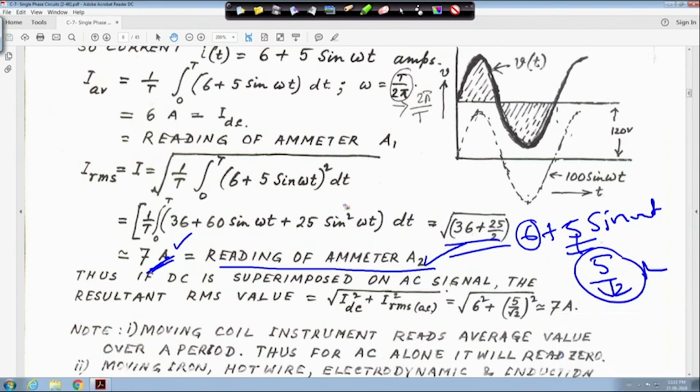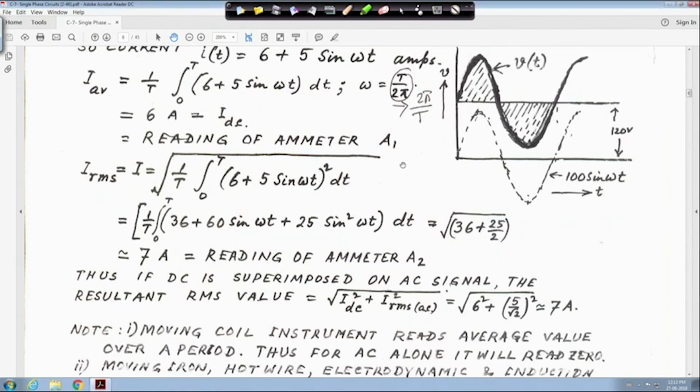So ultimately the effective value will be 6 square plus 5 by root 2 square. 6 square is 36, and 5 by root 2 square is 25 by 2. If you have this kind of thing, you can directly write the RMS value as under root of 6 square plus whatever value comes, in this case 5 by root 2 square. This is the RMS value you get from this integration. So please do this integration on your own. I told you everything. Now, let me clear it. So the reading of ammeter A2 is approximately 7 ampere.